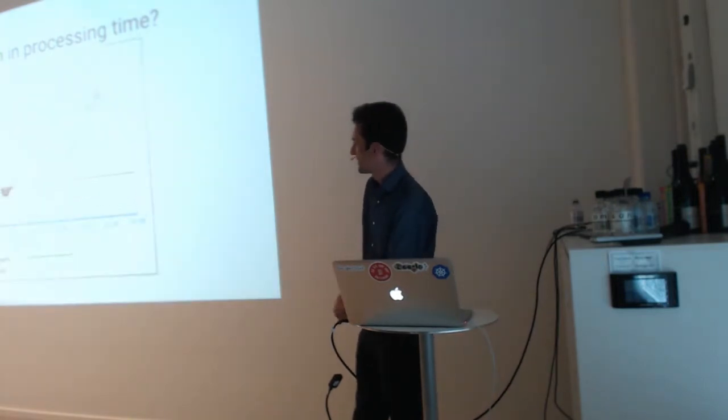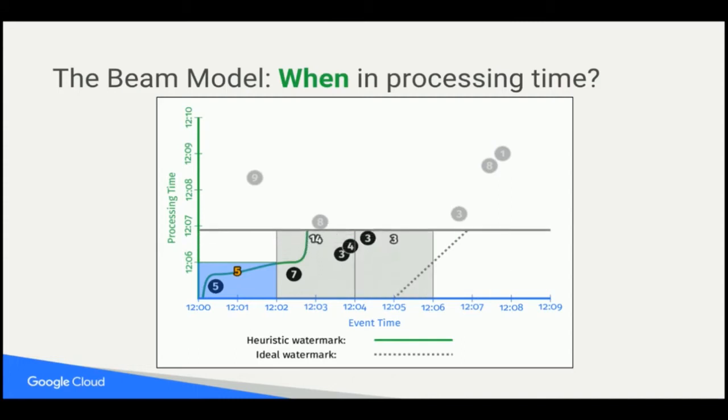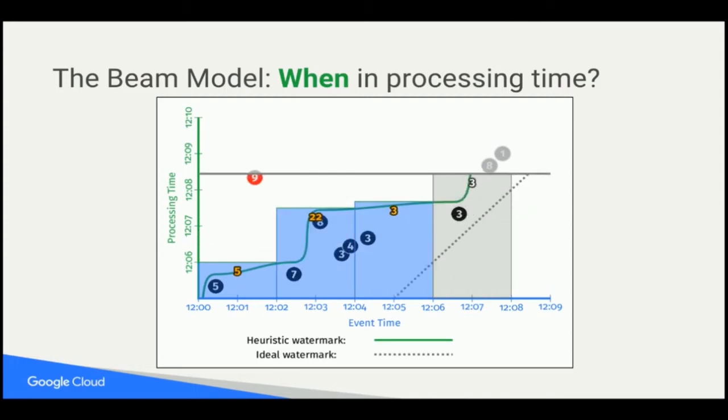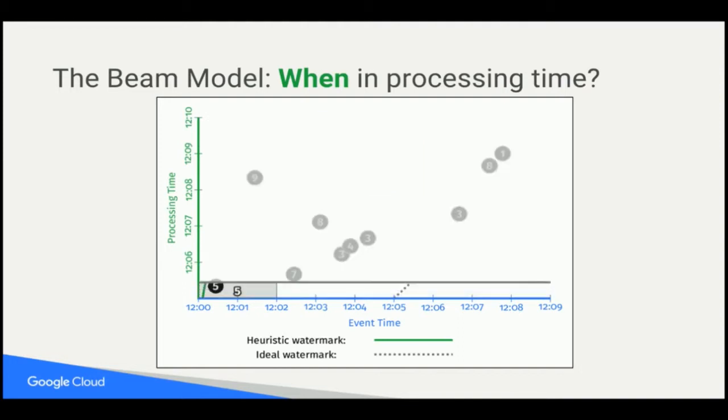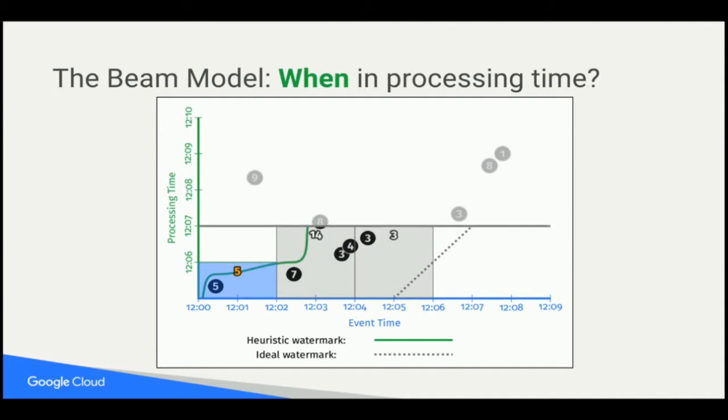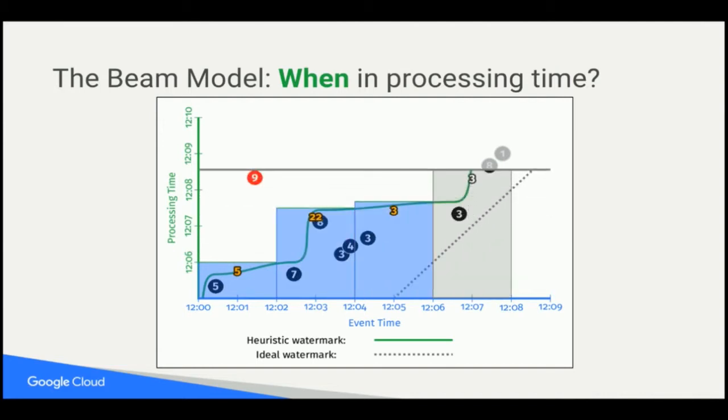So then we get this. The green line represents the watermark in event/processing time. But we still have a problem, because we see that our number 9, our favorite number 9, has arrived late. And ultimately, we need to be able to deal with that if we want to have something like an accounting system or something totally reliable.